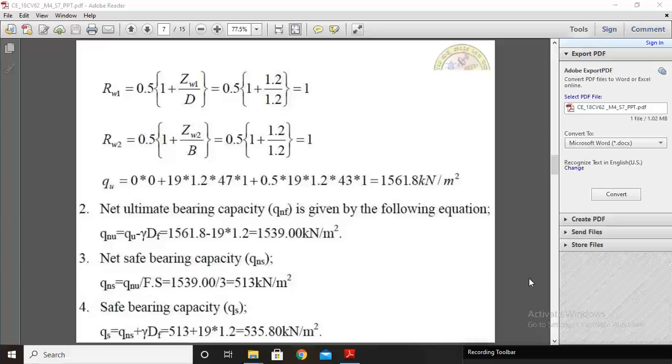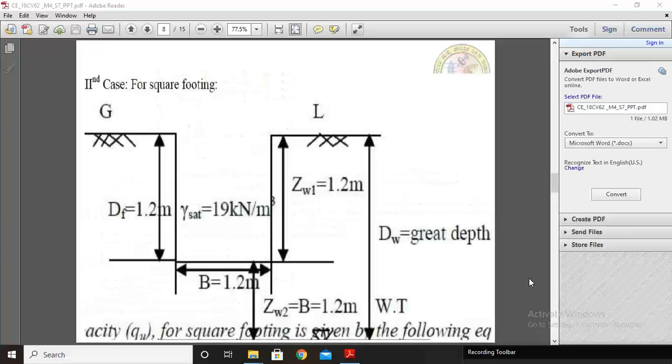Next, for the second case, for square footings. For square footing, the diagram is the same, but every time you draw the diagrams, don't forget the diagram. So these are the footing dimensions. Depth is 1.2 meter, breadth is 1.2 meter, Zw1 is 1.2 meter, the depth of the water table, and this is at a great depth Dw. This distance we are locating, B is equal to B, that is the Zw2 distance. Water table is at a great depth.